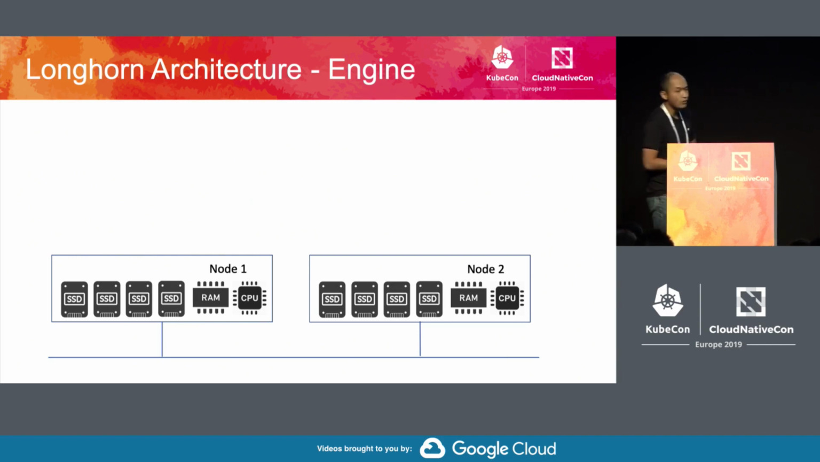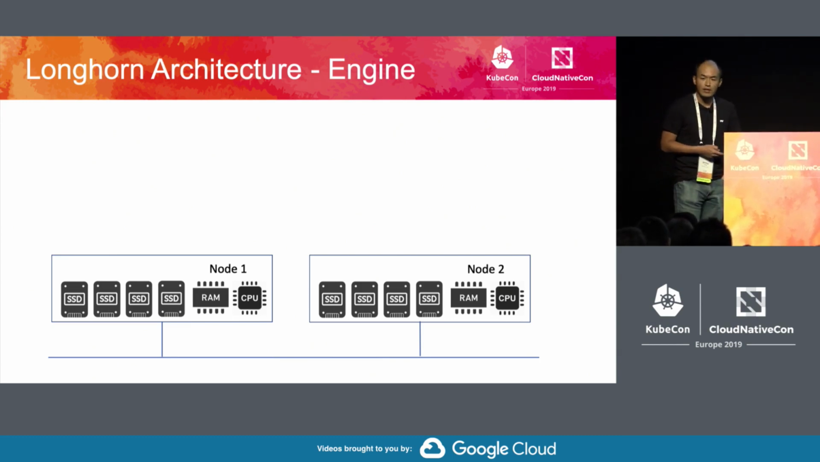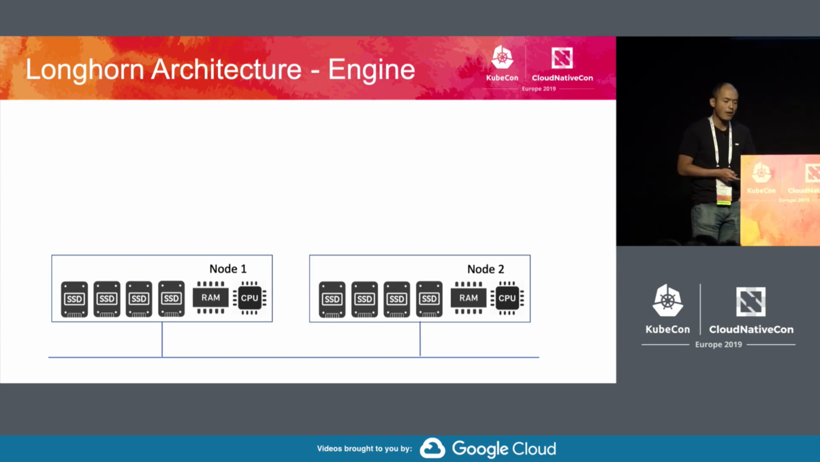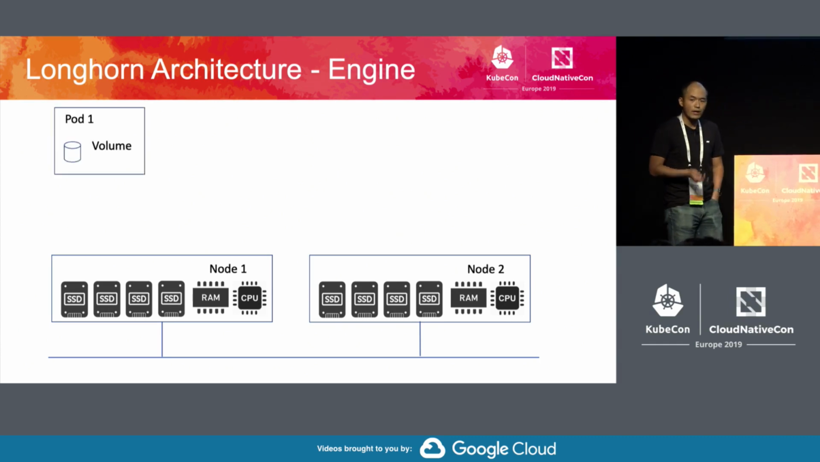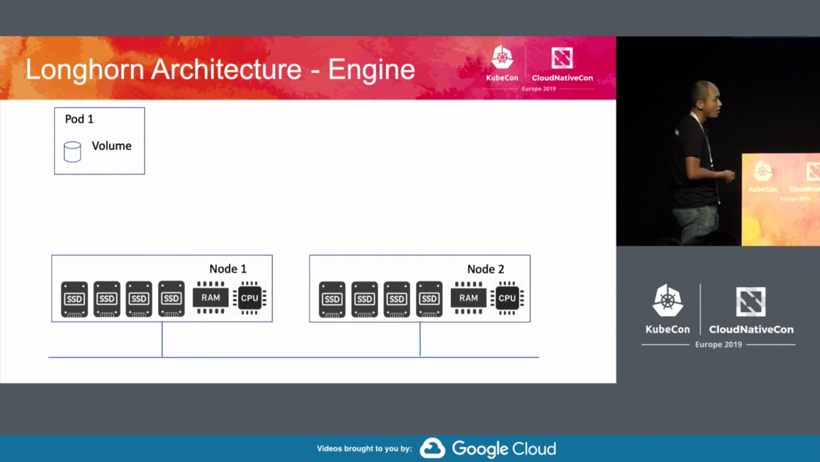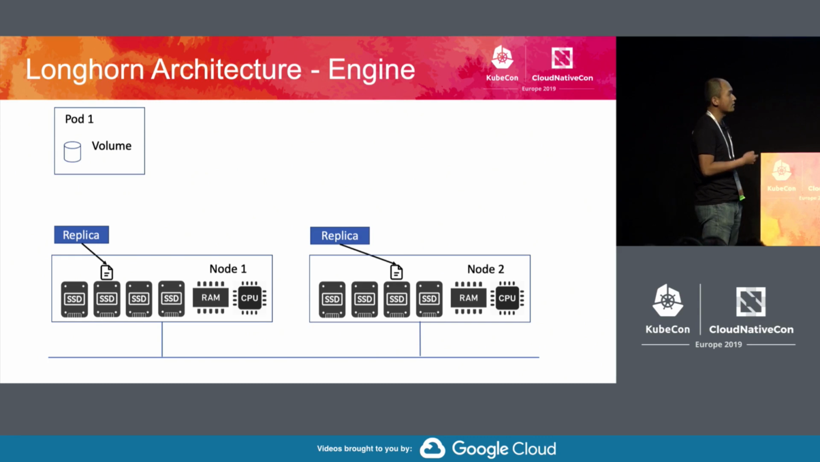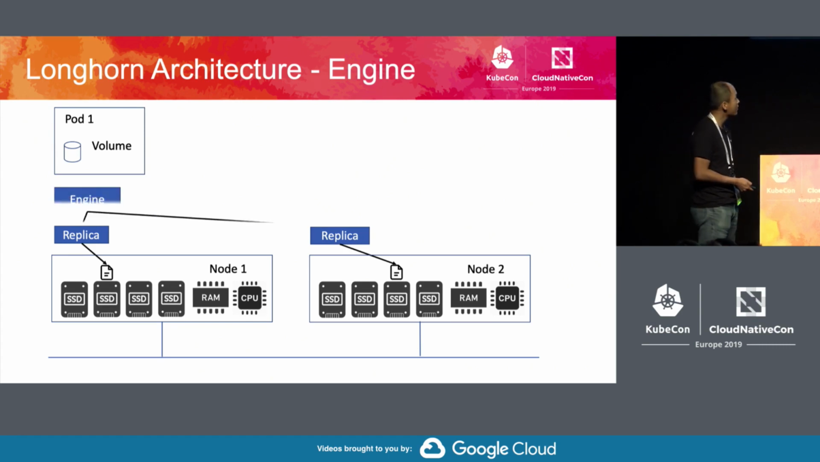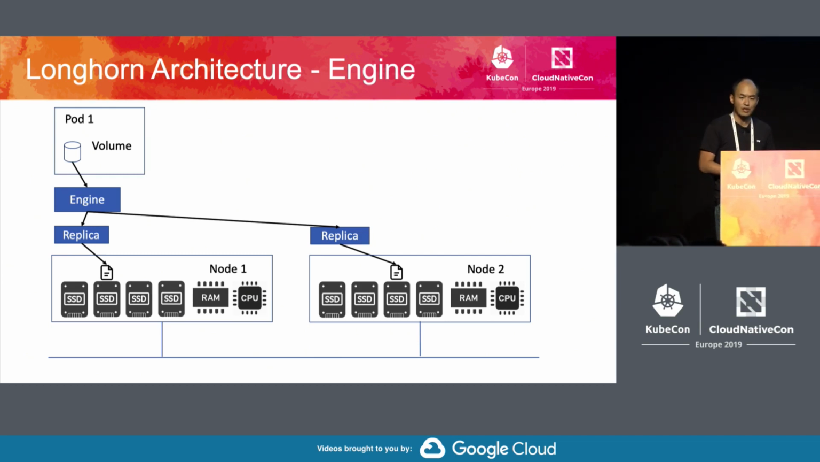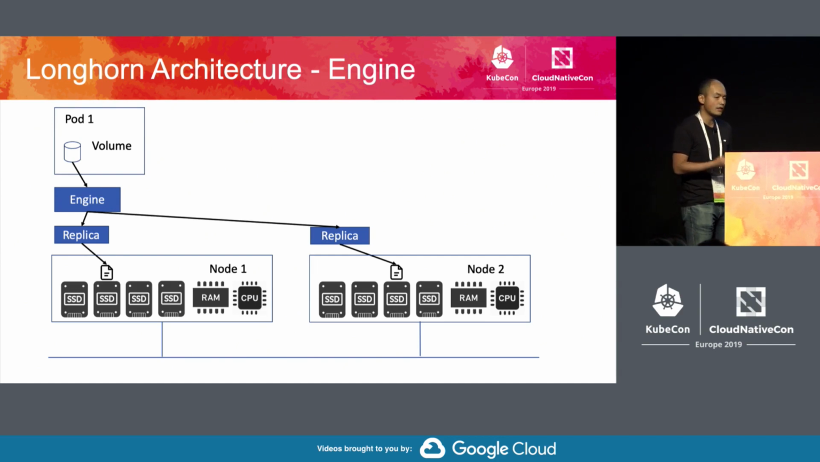Here, we have 2 nodes as an example. Each node has some hard drives, RAM, and CPU. When Kubernetes creates a pod which requires a persistent volume, Longhorn receives that request and will create 2 replicas on 2 different nodes, and probably different disks, as long as that disk has enough space to accommodate the volume. After we create the 2 replicas, we create an engine which connects the 2 replicas and implements the block device, which will be attached to the same node as the pod is running. Then Kubernetes takes the block device, formats it, mounts it on the host namespace, and finally bind-mounts it as the volume inside the pod.